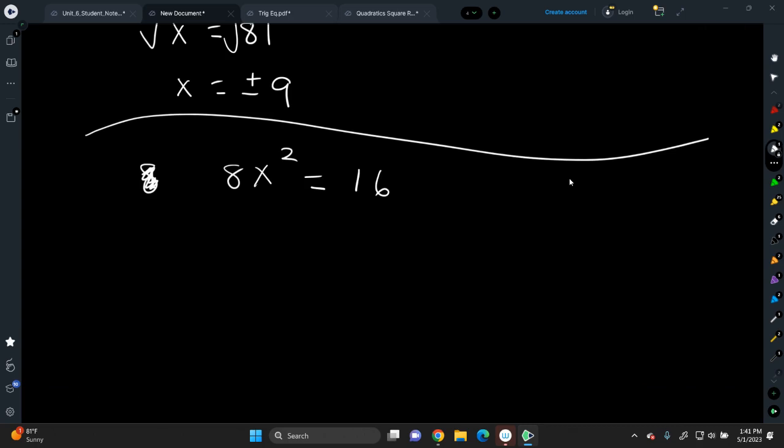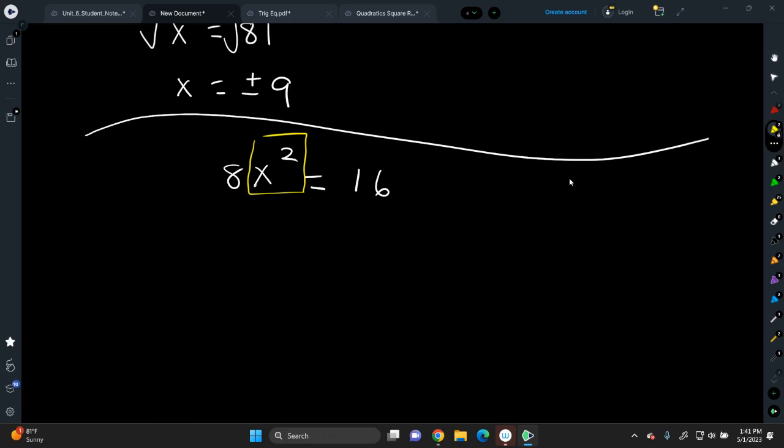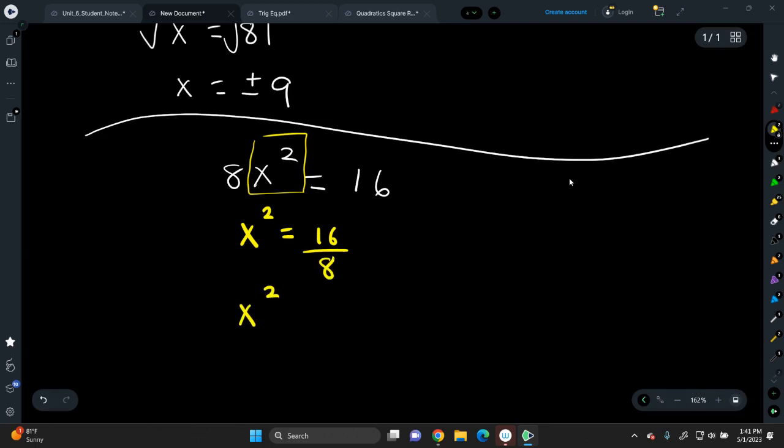We're just going to randomly guess numbers? Nah. Minus 6. There you go. Oh, not quite. Okay, so I want to get this x squared all by itself so that I can take the square root of both sides. Divide by 8. X squared equals 16 divided by 8. So x squared equals 2.